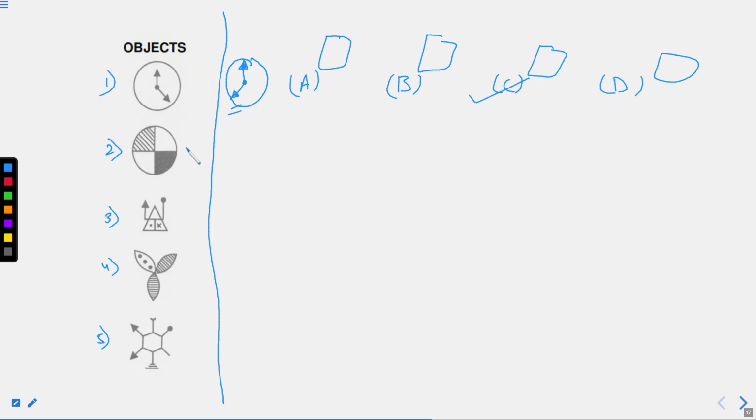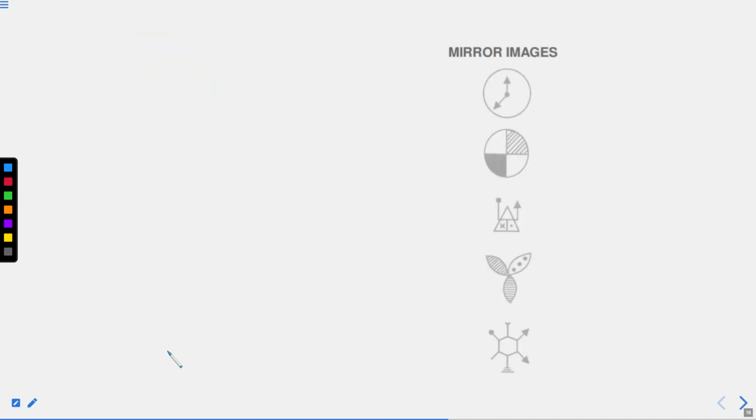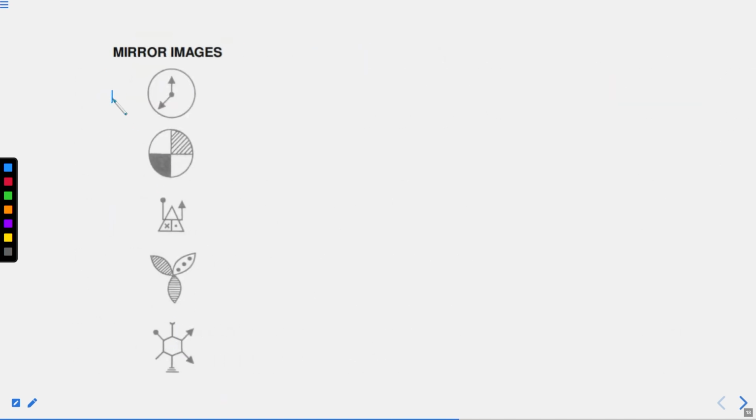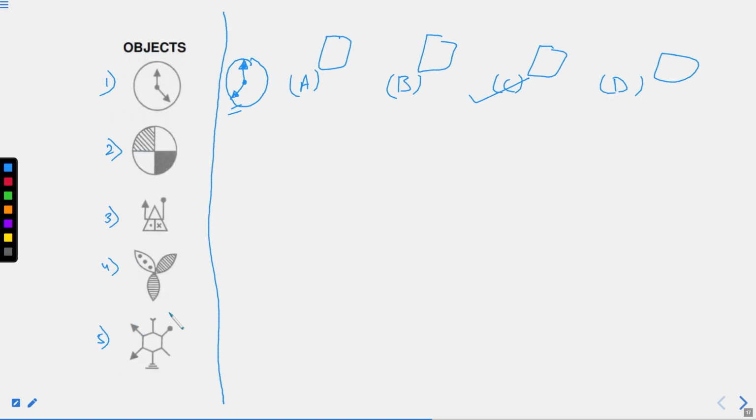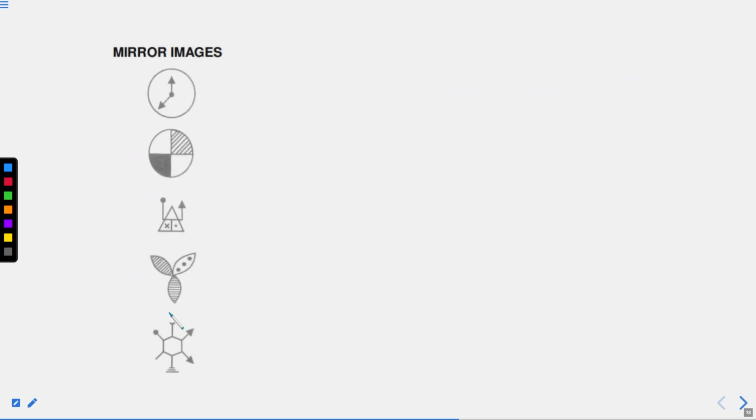Now I'll show you the mirror image of each and every figure that is there. These are the figures. This is the mirror image that we have drawn as well. So for the first is this, for the second we have this, for third we have this, for fourth we have this, and for fifth we have this. These are the mirror images of all the figures right here. Now I think you are aware of the mirror image of first, second, third, fourth, and the fifth one. I hope this part is clear, right?